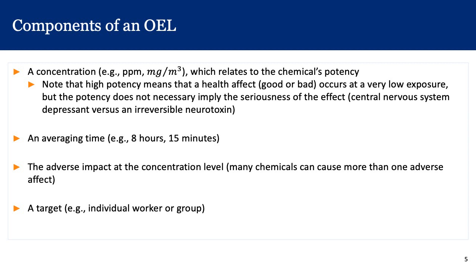The third component of an OEL is the adverse impact at the concentration level. And a given chemical can cause more than one adverse effect. It could act as an irritant in the short term, and it could cause lung damage over the long term, or it could act as a carcinogen over the long term. And so that needs to be understood. And then finally, what is the target population? Is it general workers, or is it a particular subgroup that is susceptible?